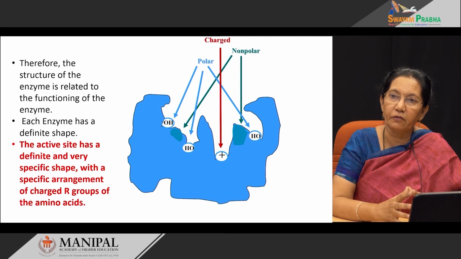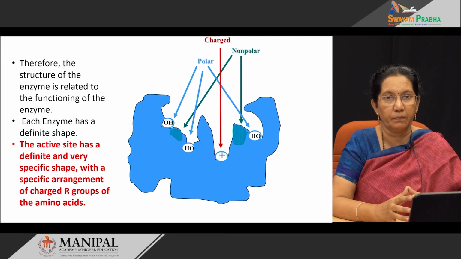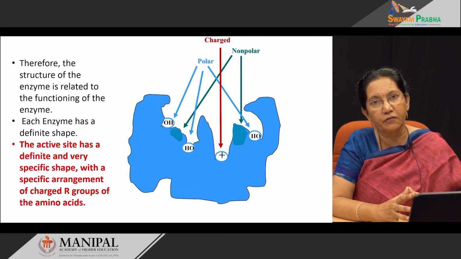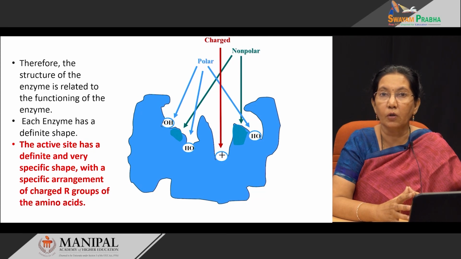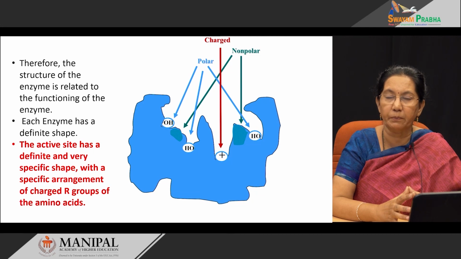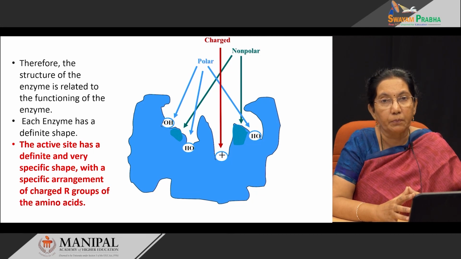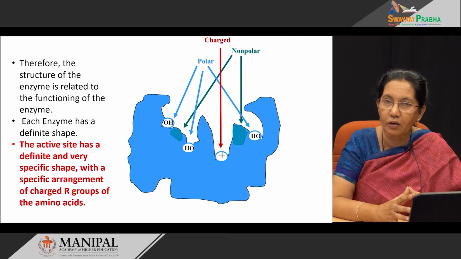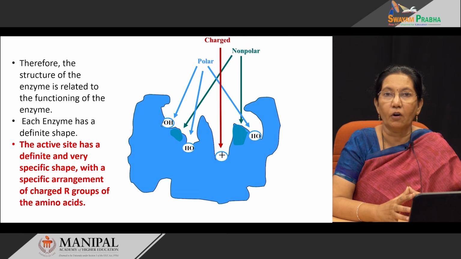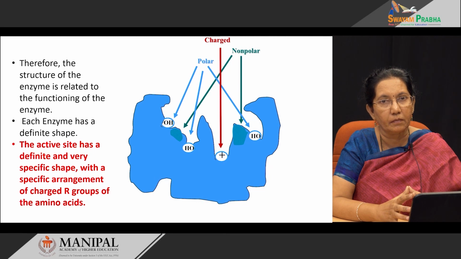Every enzyme therefore has a definite shape, and every active site on the enzyme also has a very definite and specific shape. This becomes important because whenever we say enzymes are specific in nature, they are specific because the active site of that molecule has a shape which allows only one kind of substrate to interact with it.